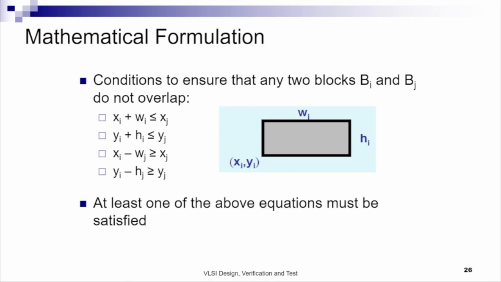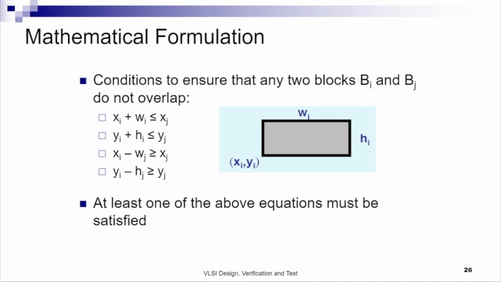Now, let us say that we have two blocks, BI and BJ. The first case is that we have xj to the right of xi. If xj is to the right of xi, then xi plus wi must be less than or equal to xj. To ensure that two blocks will never overlap, we need to meet at least one of these four constraints here.